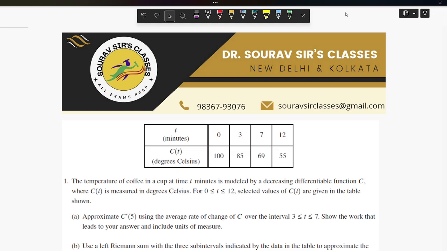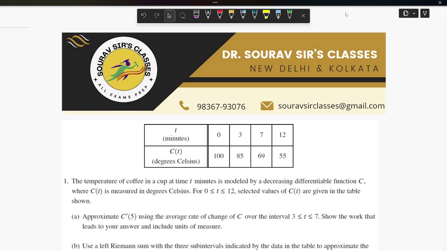So now we are going to solve a problem which appeared in the Oxford AP Calculus previous year questions. They gave us a table of T in minutes and C(T), the temperature in degrees Celsius, where C depends on T. When T is 0, C is 100. When T is 3 minutes, C is 85 degrees. When T is 7, C(T) is 69. When T is 12, C is 55.